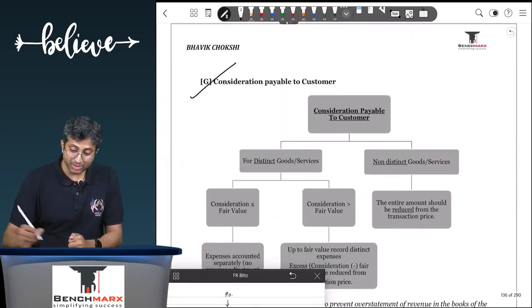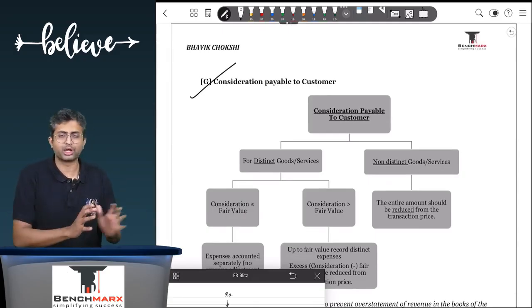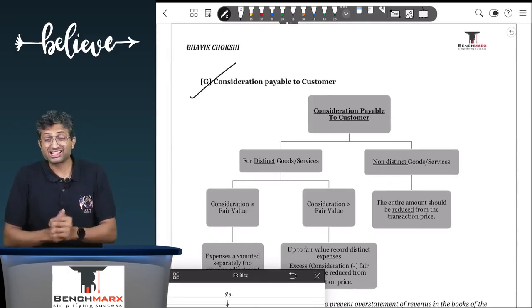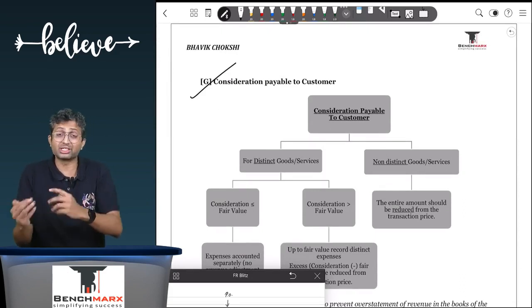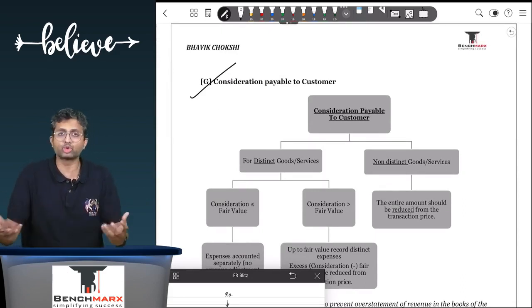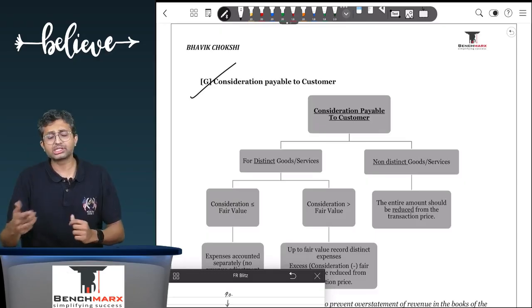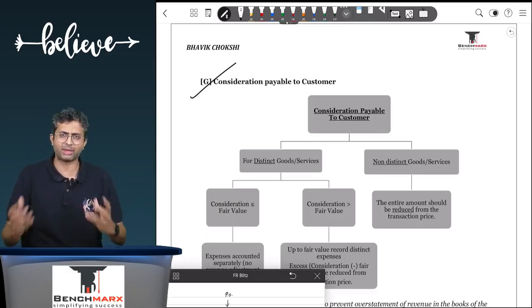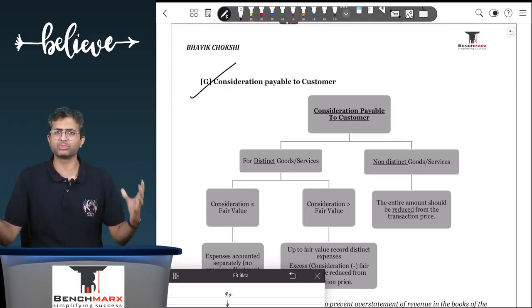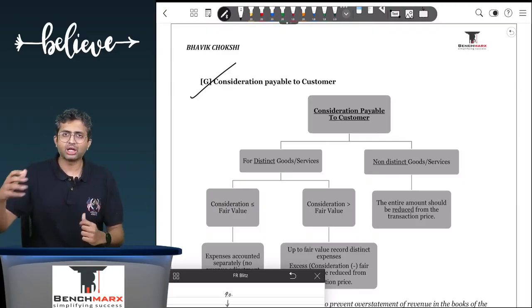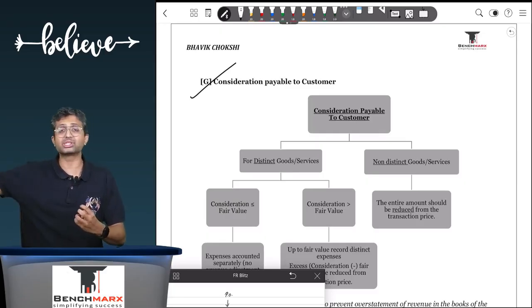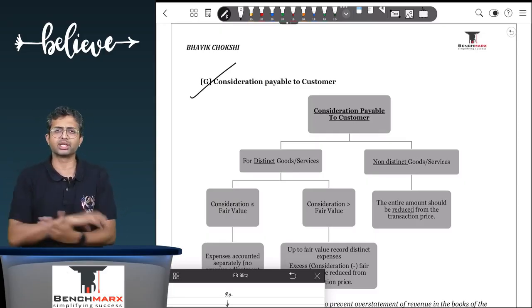Okay. Next, you have consideration which is payable to the customer. Now, this is the last part when it comes to your step 3. Last of the special cases, consideration payable to the customer. Typically, the consideration is payable by the customer, not to the customer. However, in certain cases, the consideration may be payable also to the customer. Like, for example, you might have Amazon or Flipkart, which might have the Big Billion Sale. And as a part of that sale, Flipkart, which is a customer, is buying, let us say, 1,000 phones from, let us say, Apple.